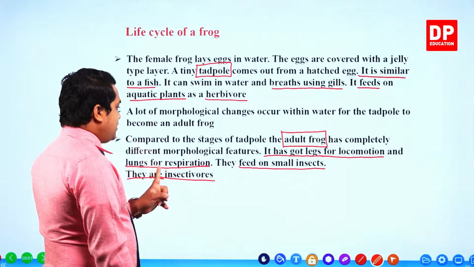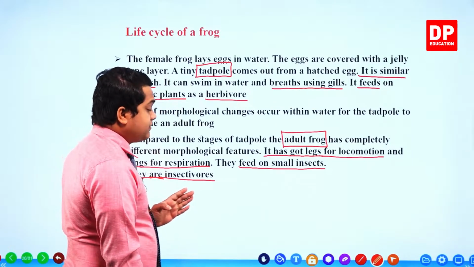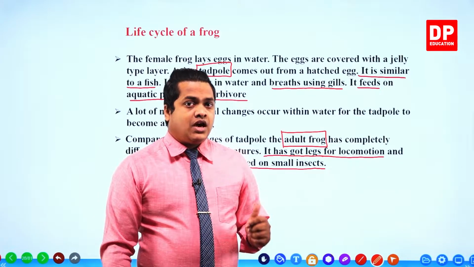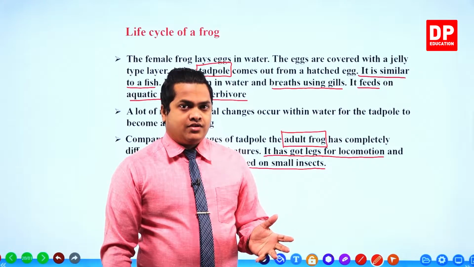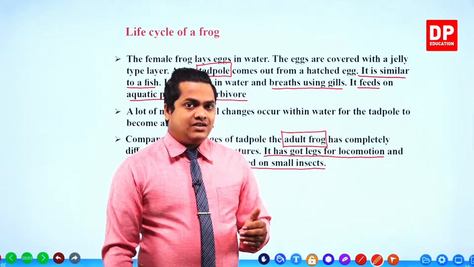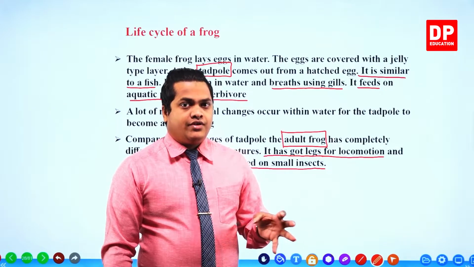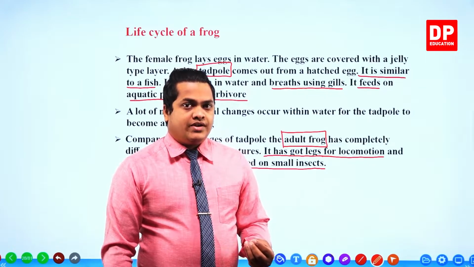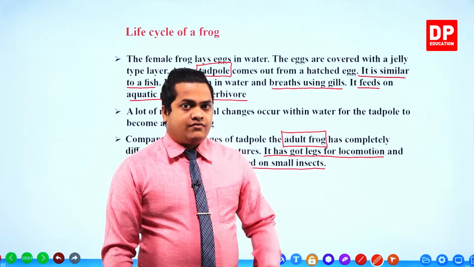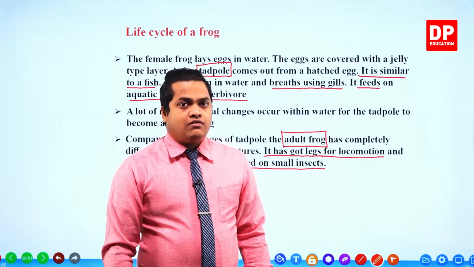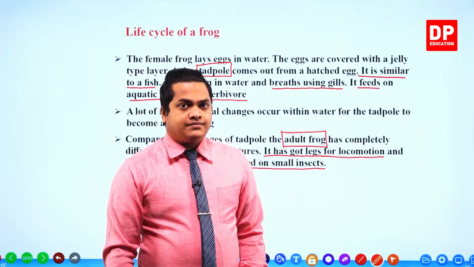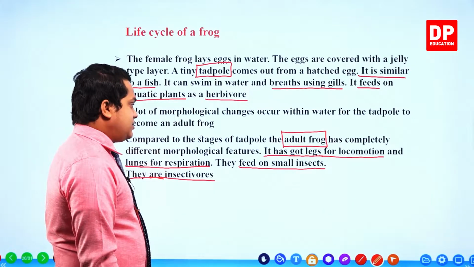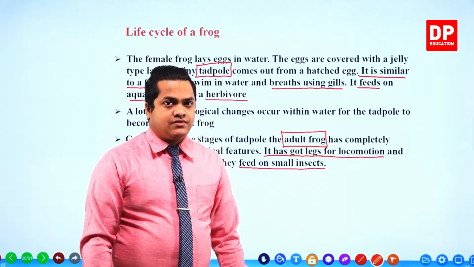They use lungs for respiration. The tadpole used gills for respiration. I told you that a tadpole is like a fish, so a fish utilizes gills to do its respiration. However, my dear children, the frog is way more different than that. The adult frog is always using lungs for its respiratory process.